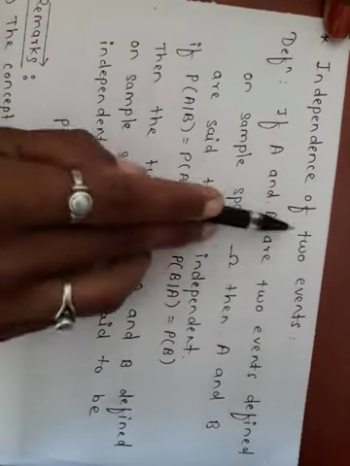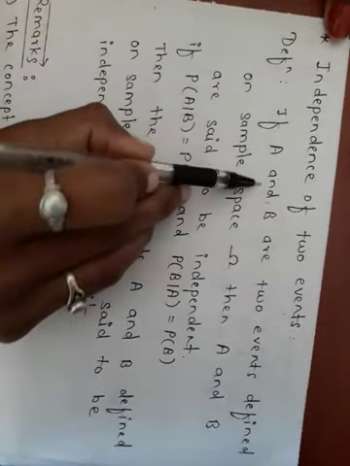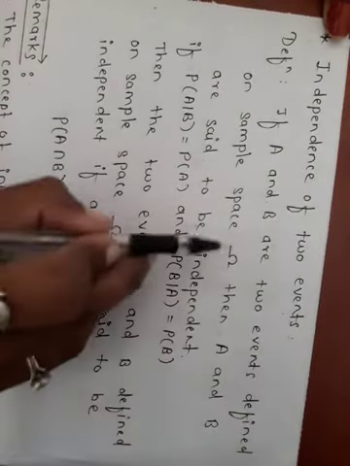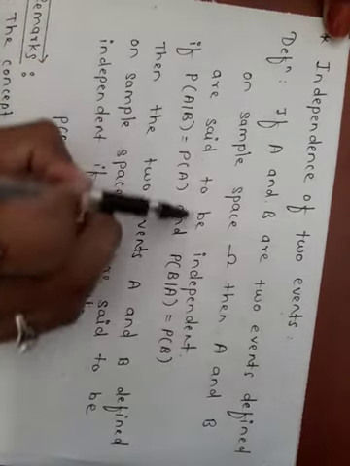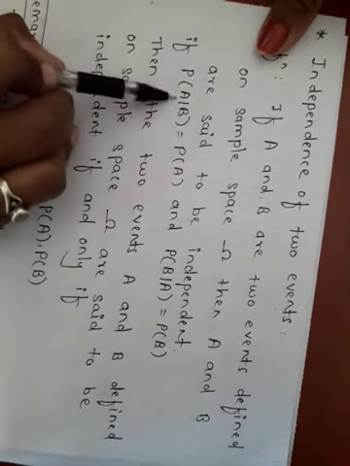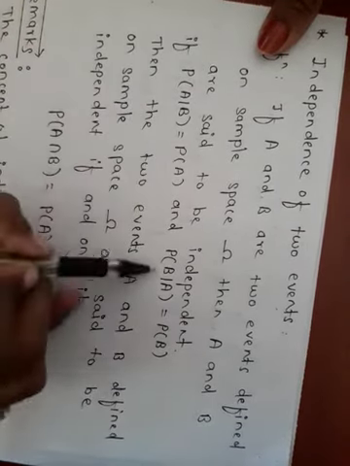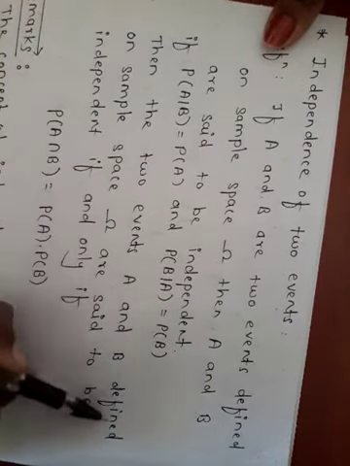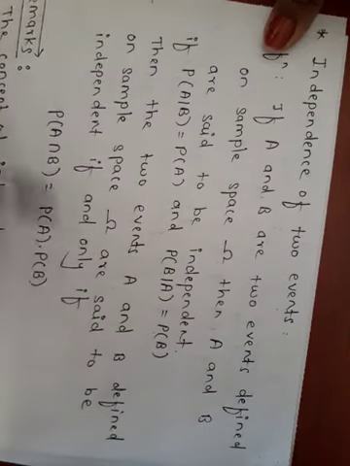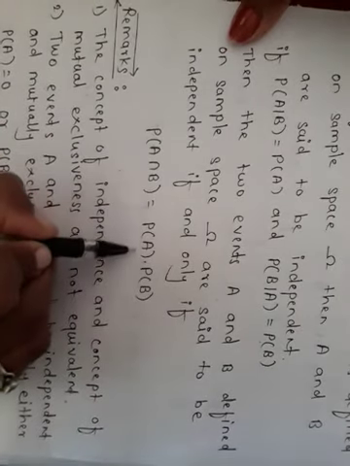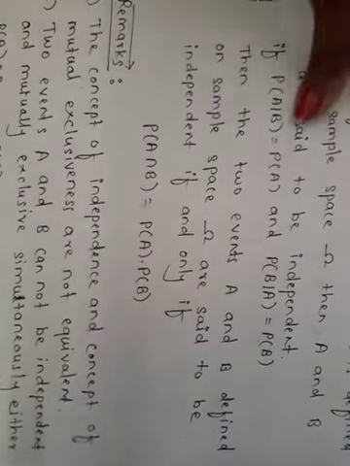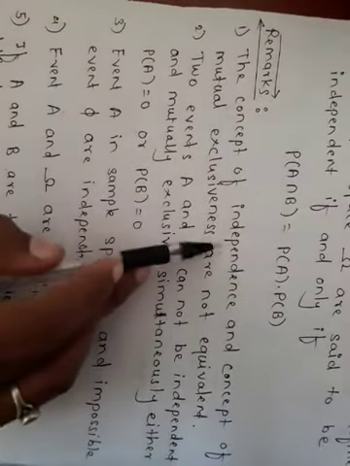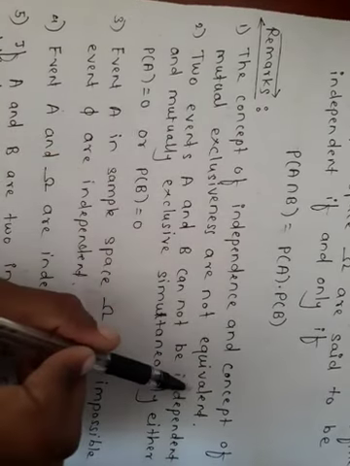Next point is independence of two events. Definition. If A and B are two events defined on sample space S, then A and B are said to be independent if P of A given B is equal to P of A and P of B given A is equal to P of B. Then the two events A and B defined on sample space S are said to be independent if and only if P of A intersection B is equal to P of A into P of B.